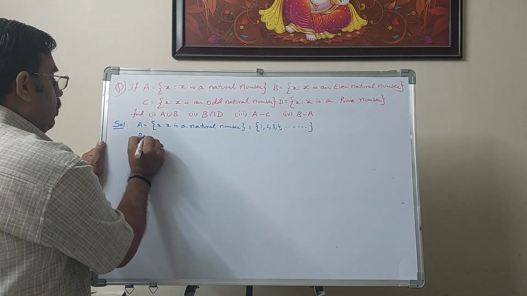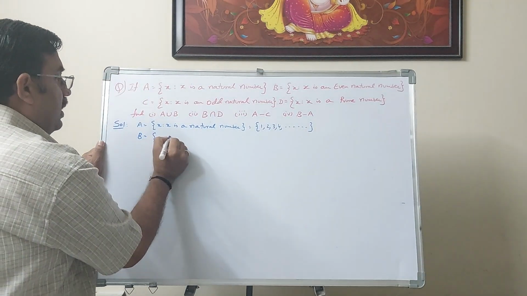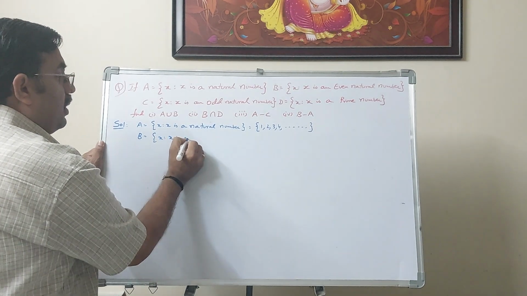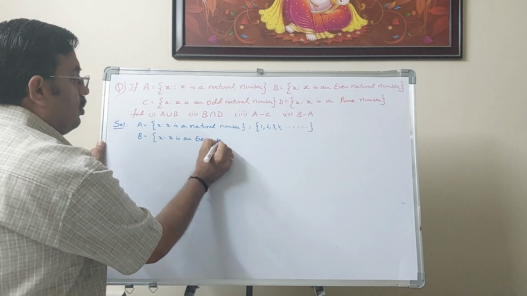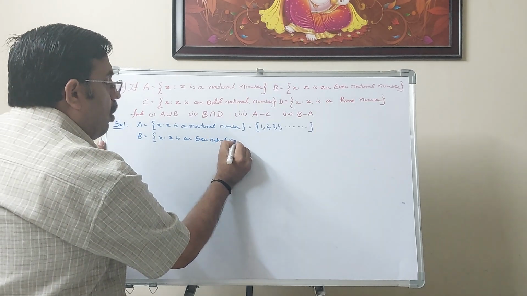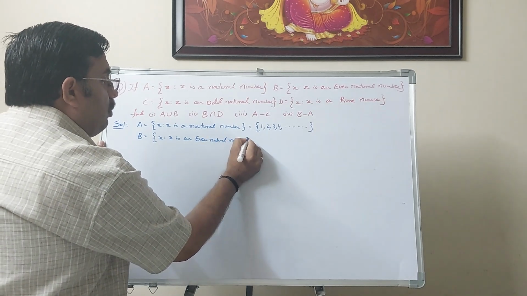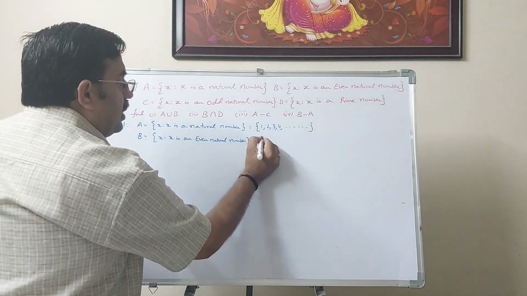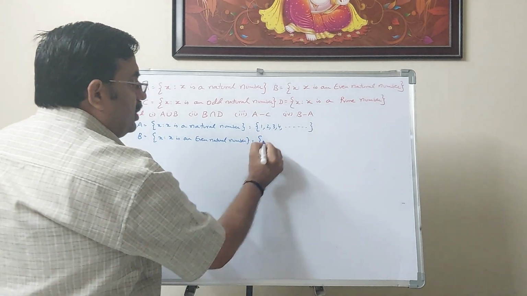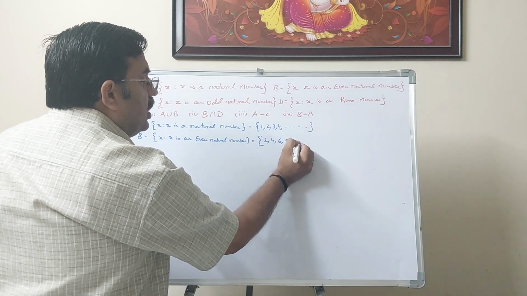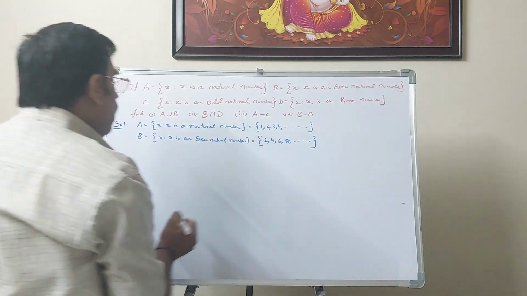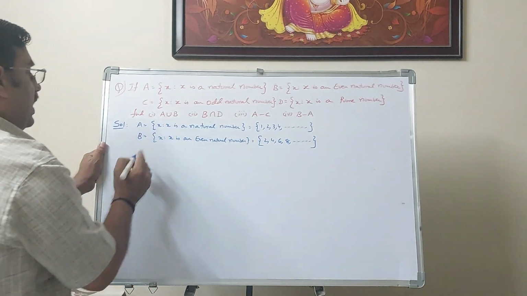B is equal to X such that X is an even natural number. How will you get it in the roster form? Because even numbers, what will you get here? Multiples of 2: 2, 4, 6, 8, and so on. These are all the elements of set B.